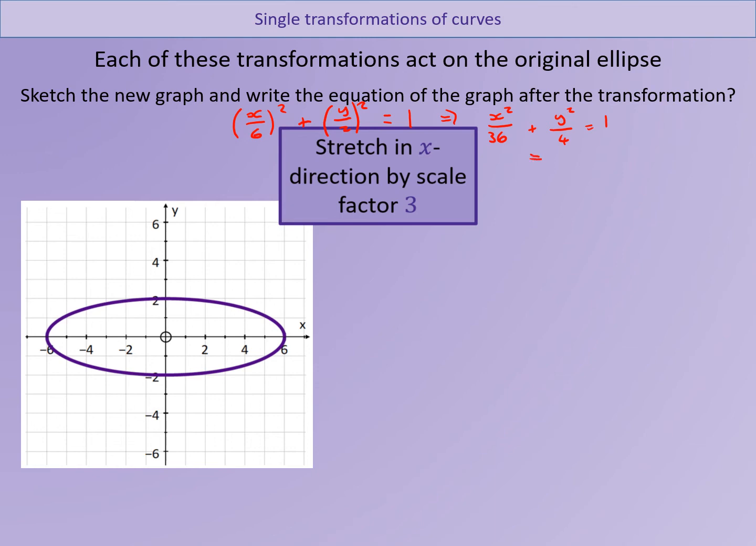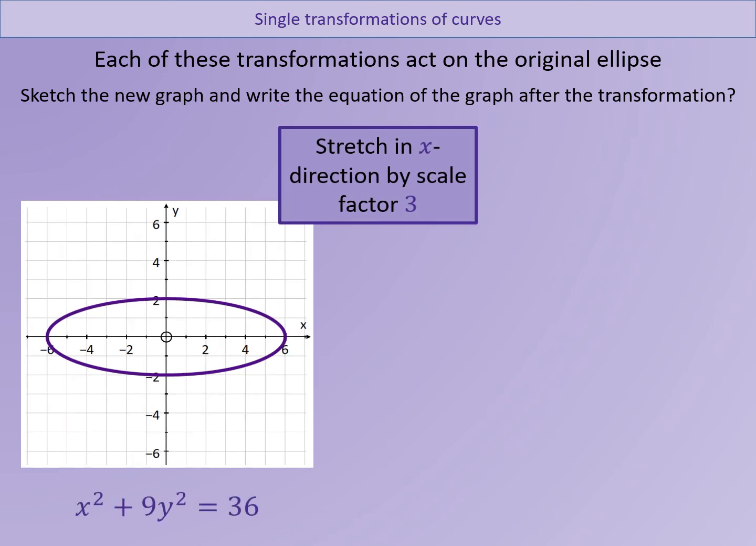This could be simplified further to give us integer coefficients. If we multiply everything by 36, we would get x squared plus 9y squared equals 36. So this is the original curve we're going to start with for each of these 5 transformations. Again, pause the slide if you haven't already carried out these transformations and then continue.